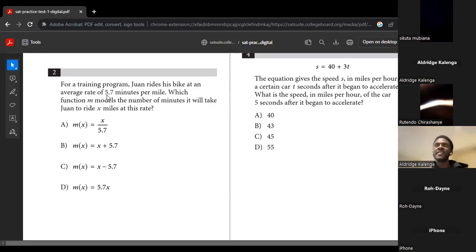If you have any questions as I'm solving it, or you want to share a different way of solving it, or if something hits you in your spirit that you should solve this question, then feel free to unmute your mic and let me know. All right, so I'm just going to get straight into it. For a training program, one rides his bike at an average of 5.7.